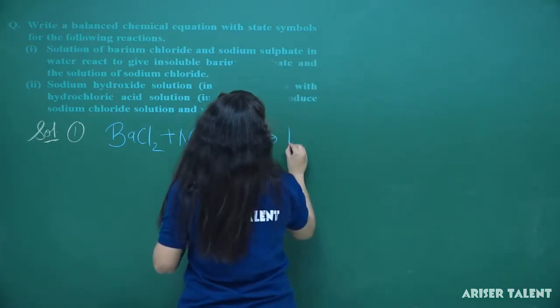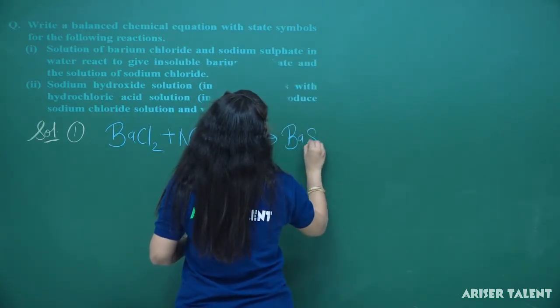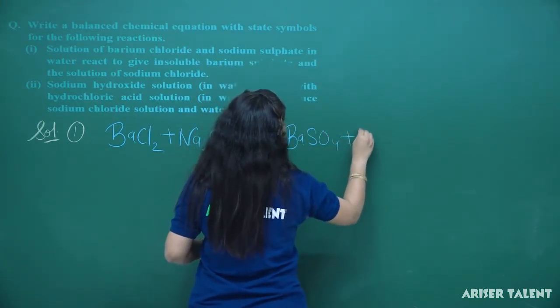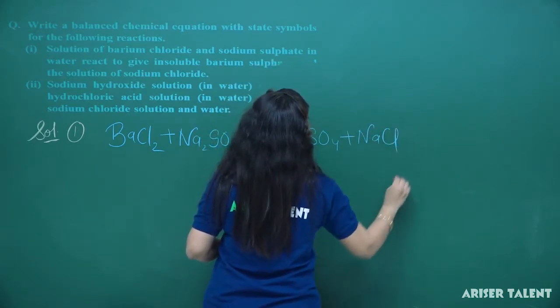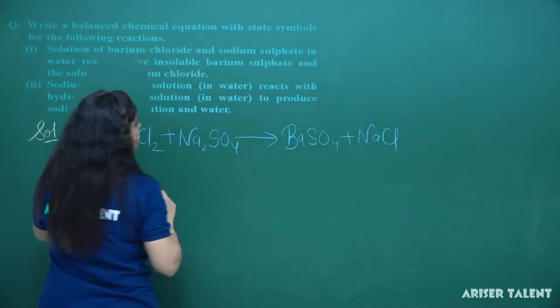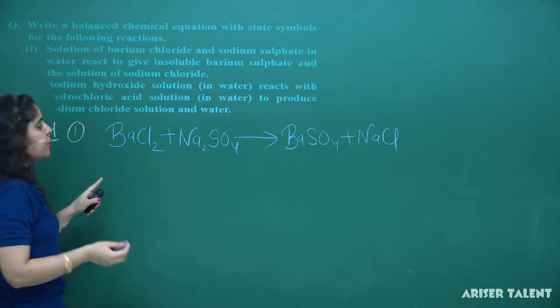So what we will get in this equation? BaSO4 plus NaCl. Now again we are going to balance the equation.